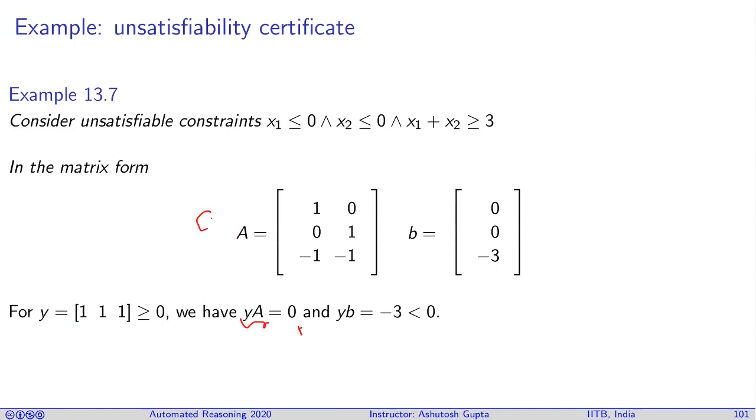If you multiply with 1 1 1, so what you get, if you just take this and sum these columns, it gives you 0. If you multiply this column, it gives you 0, so it gives you 0 0, right? And similarly, if you do yb, so y multiplied with this guy, it gives you minus 3. And now this thing violates our theorem, therefore y is evidence that these constraints are unsatisfiable.